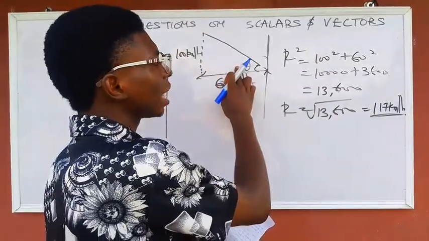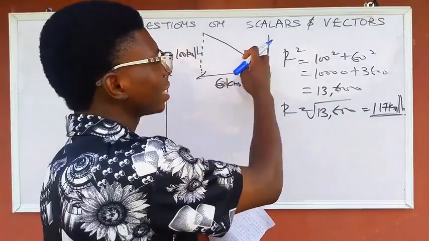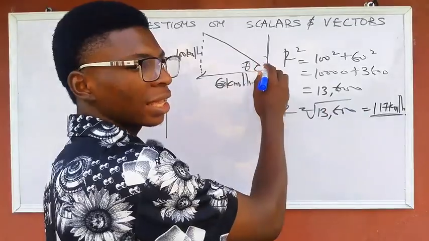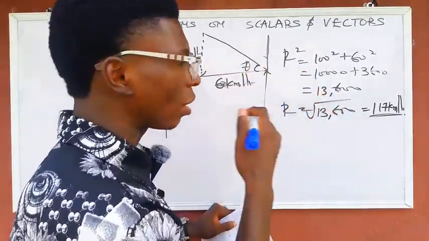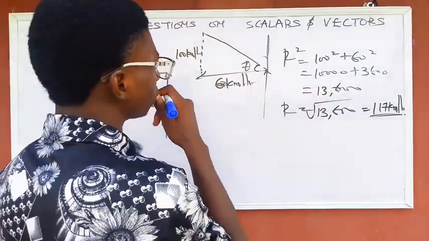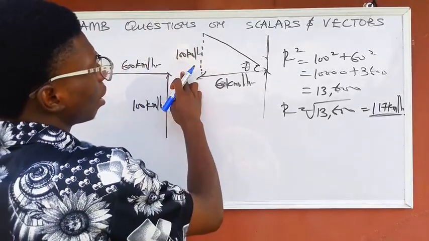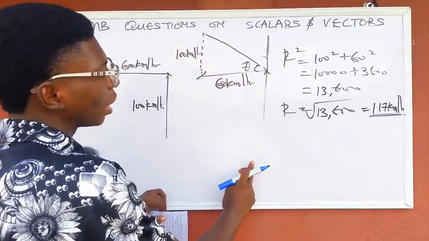So after we get this angle, you can now use this angle to get this angle by removing this angle from 90, because this angle here is 90. Are you getting me now? So how do we get this angle now? We can get this angle by using SOHCAHTOA. Are you getting me now?